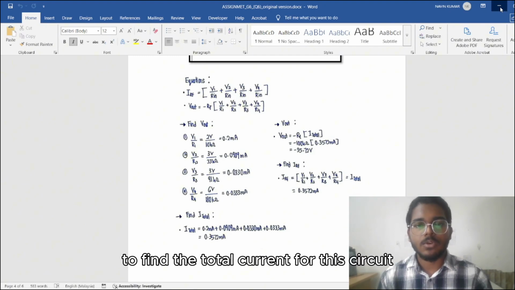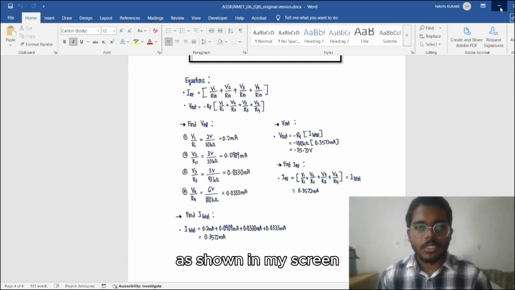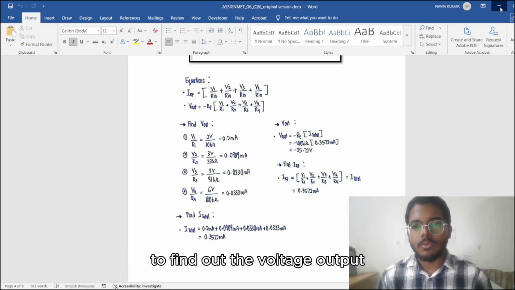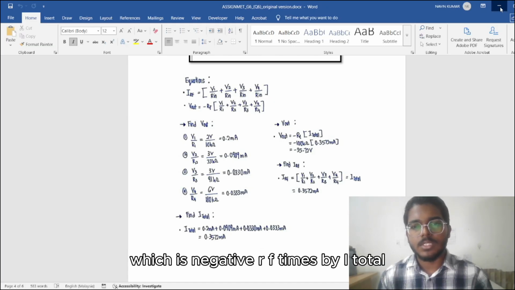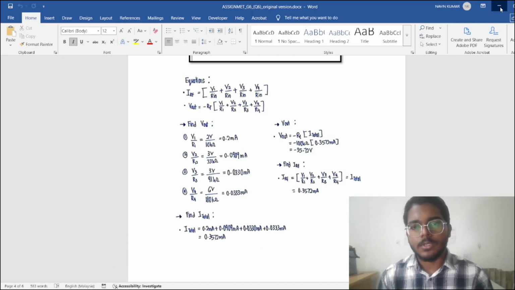To find the total current for this circuit, we have to sum up all the current values as shown on my screen. So the final value will be 0.3572 milliampere. To find the output voltage, we use the formula negative RF times I total. So the final value will be negative 35.72 volt.